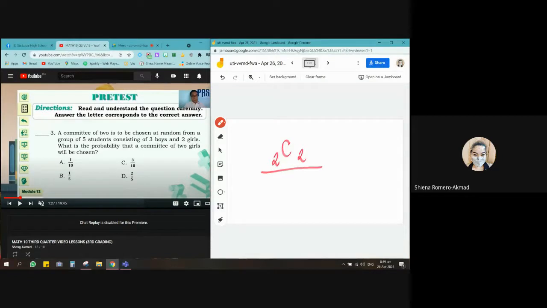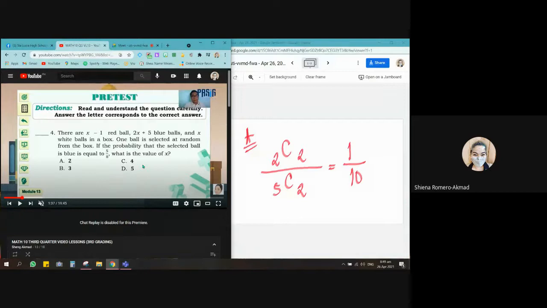When I say favorable, what does the condition ask for? Okay? So all the possible outcomes is combination of 5 taken 2. And the numerator is equal to 1, and the denominator is equal to 10. So our answer here is letter A. Okay.